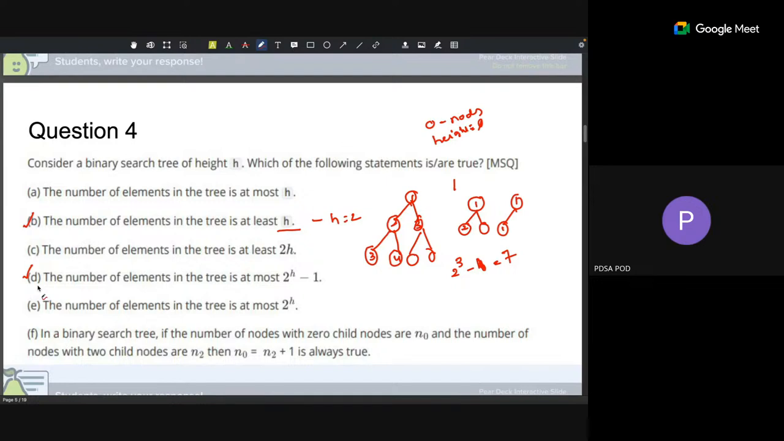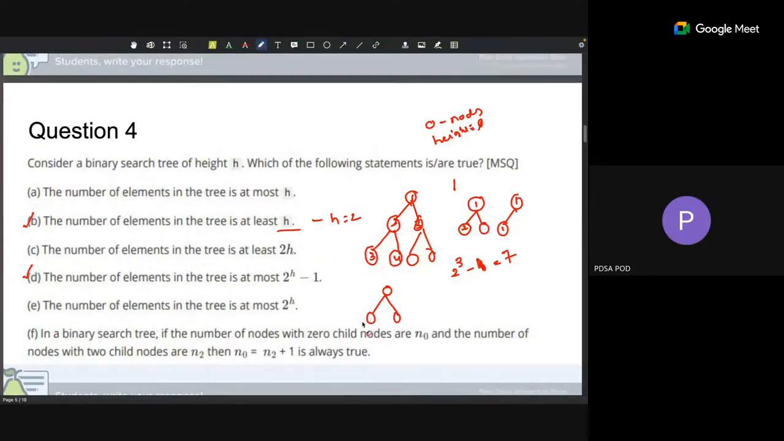Now we go for the last one. In a binary search tree, the number of nodes with 0 children is N0, and the number of nodes with 2 children is N2. Then N0 is nothing but N2 plus 1. Let me draw this in a simple way. A tree like this means there are no nodes with 1 child. The nodes with 0 children are nothing but leaves.